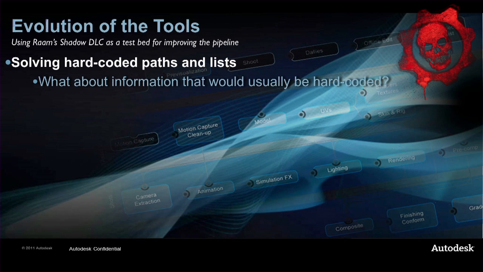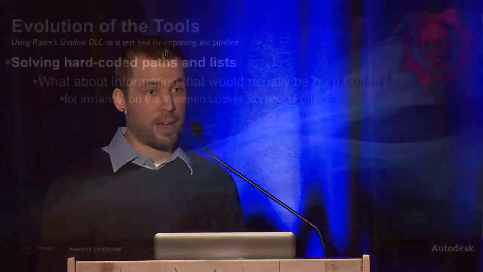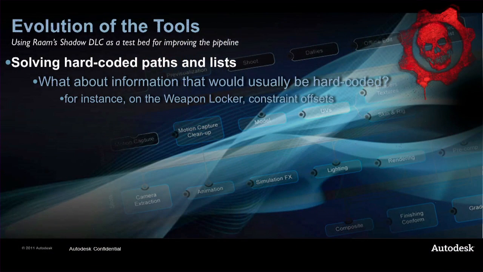And I brought up the weapon locker specifically to talk about this problem, which was I had these hard-coded constraint offsets that were different per weapon. And I could solve now the fact that I don't have to hard-code their entries in the list, but how do I deal with their constraints? And what I found was there's a lot of ways to do this. You can have data files like XML or text or whatever, but you're still having to generate that stuff and store it somewhere.